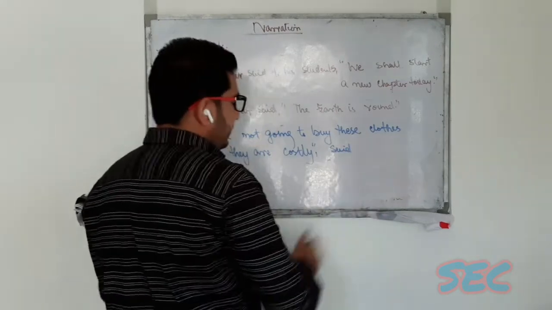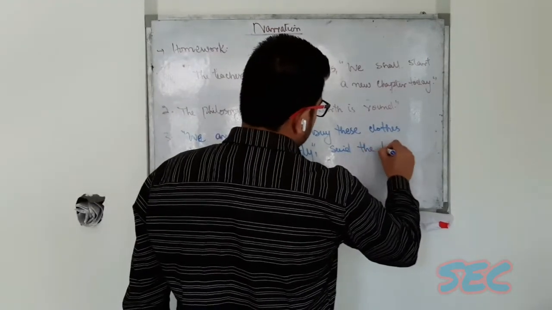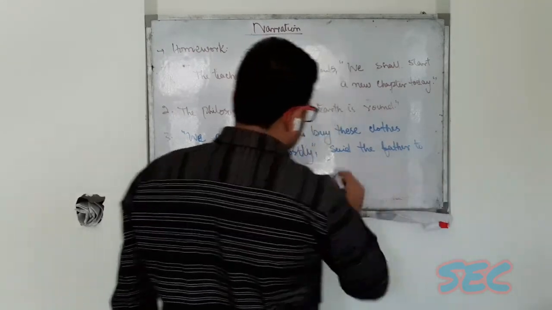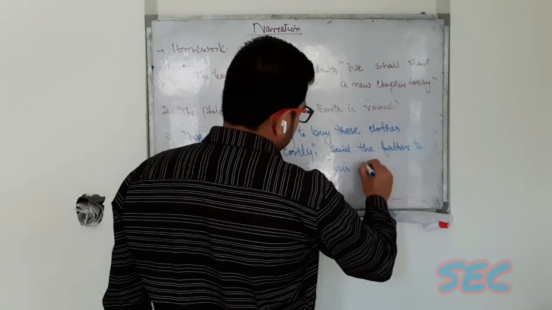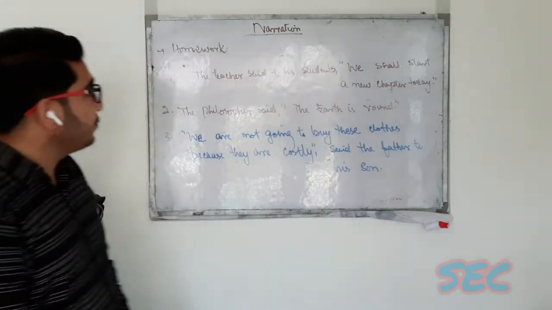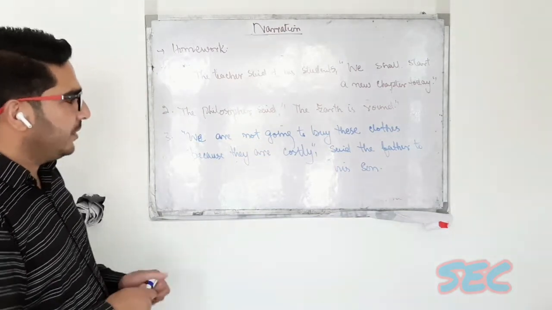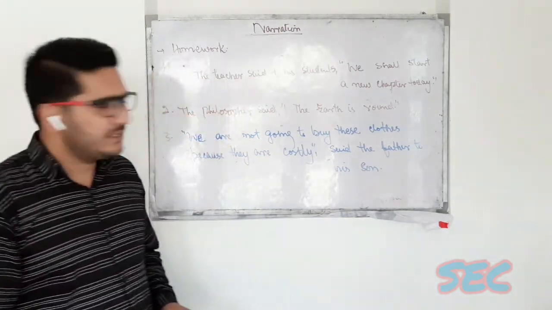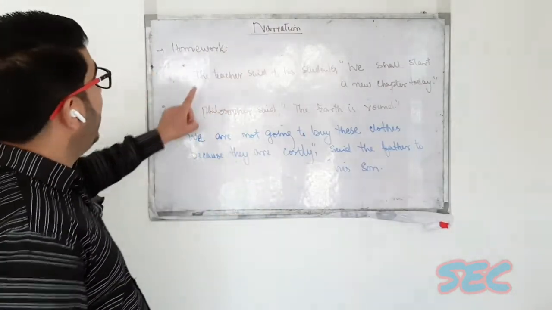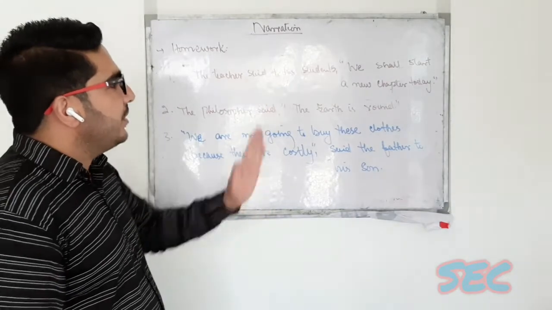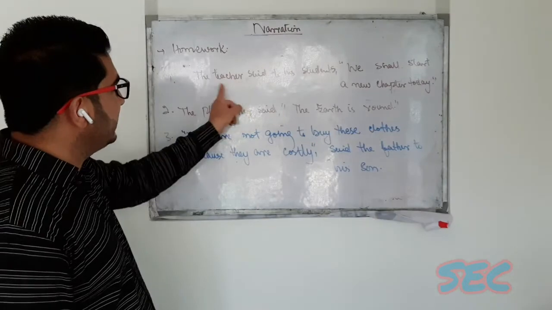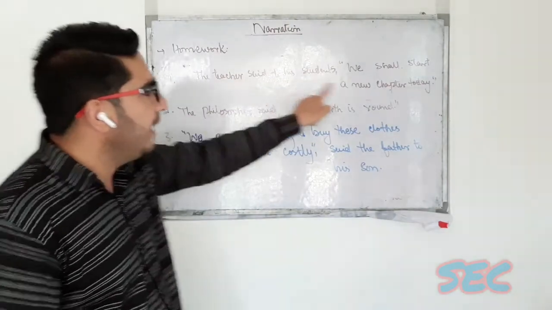Said the father to his son. So for these three sentences, you can say the father said to his son. That will be okay also. So it is also right. The teacher said to his students, we shall start a new chapter today. So you have to take care of these things, that we have this object here and this today.